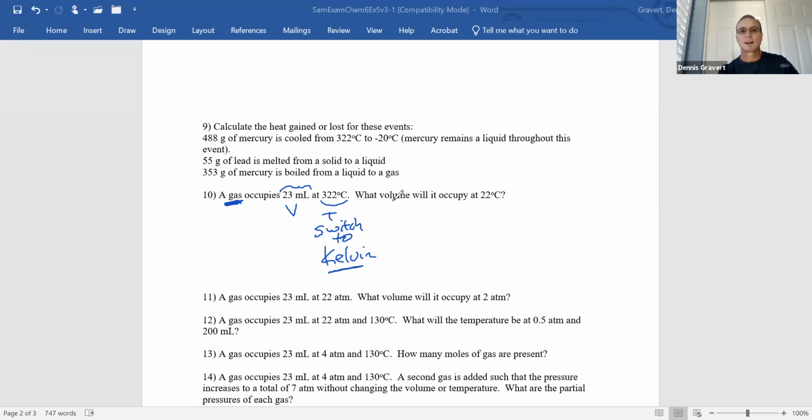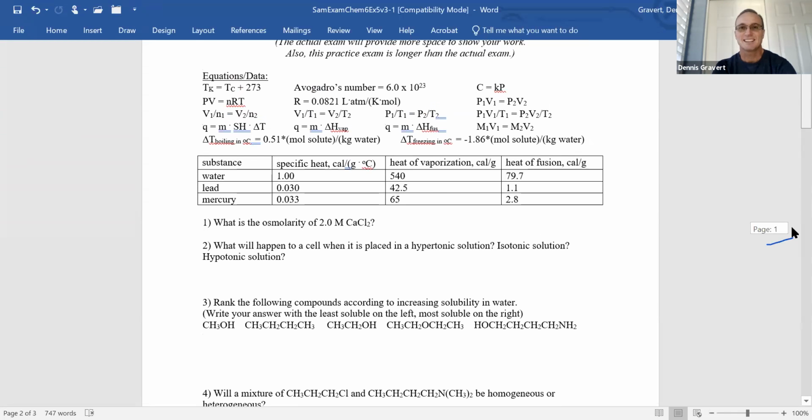Okay, so we got a V and a T, and now it's asking what volume, and I always go, wait a minute, we know the volume is 23. Oh, wait, we're changing the temperature. So this is the first temperature, and here's the second one. Now I need an equation with V1, T1, V2, T2. V's and T's is what we need. So go to the top of the exam where all the equations are and find V's and T's. Here it is, right here. It's V1 divided by T1 equals V2 divided by T2.